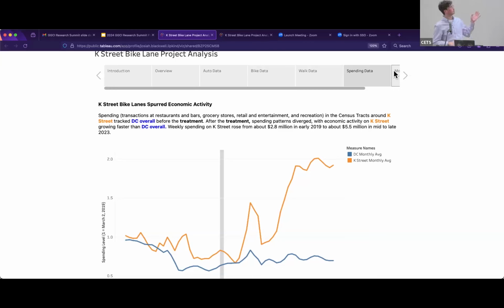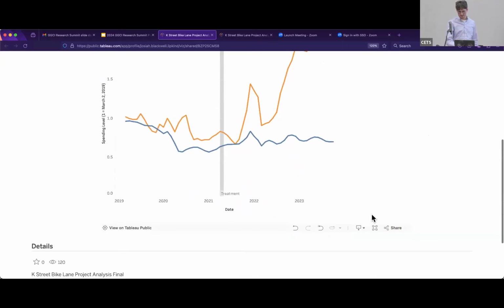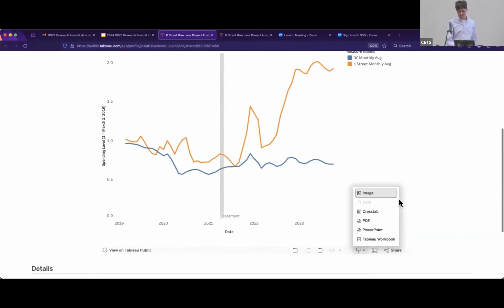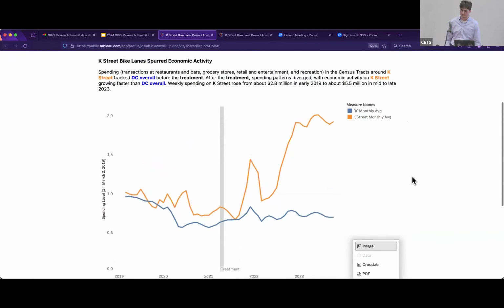No, it's through Tableau. So it's like an online tool, but it's public. So anyone could go look at this. I think you should be able to download the data. There's also a GitHub. Right, anyway.